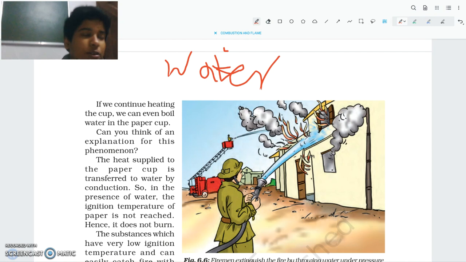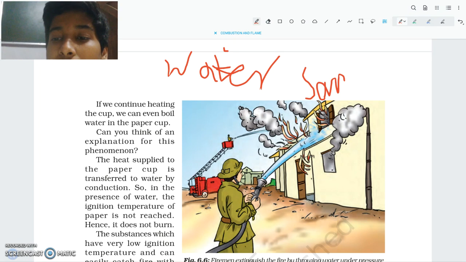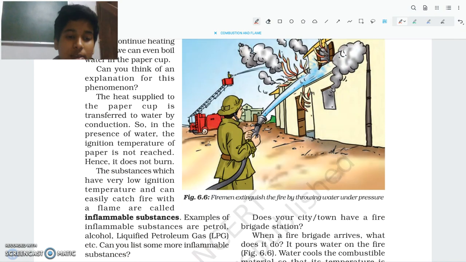Mostly, if you are constructing a building and a fire takes place, then we should use sand. Mostly people use sand, as sand is a good alternative, since in construction places we easily find sand, and so we use sand.